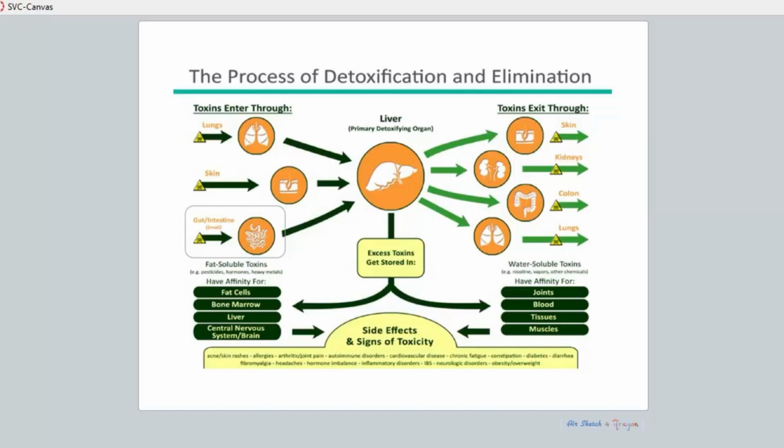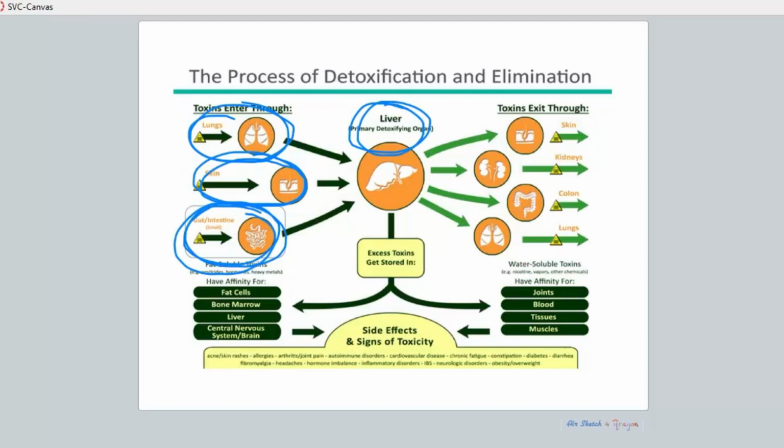So there are three main ways that toxins can enter the body. Through the lungs, we can breathe them in. They can be absorbed through the skin, and they can go through the GI tract. Okay, the GI tract is really precarious. So what those toxins do is they make their way to the liver, and that's where the liver detoxifies them. It takes those toxins and breaks them down into non-toxic forms.